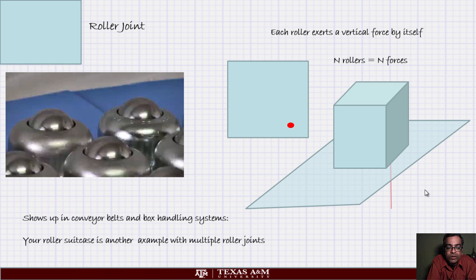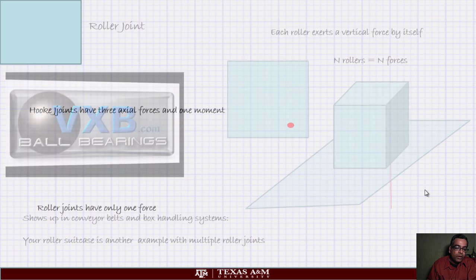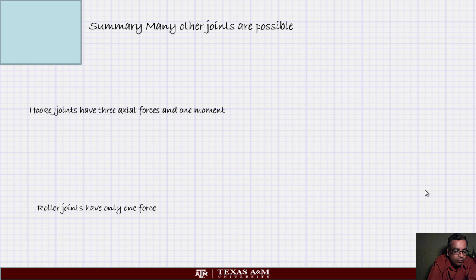So this is what is called a roller joint, and this is a very useful thing, widely used in conveyor systems. By the way, your roller suitcase works the same way. Okay, take a look at it and you will see that it is equivalent to just applying a perpendicular load, and this is called a roller joint or a free smooth joint. Okay, very good. So we are done.